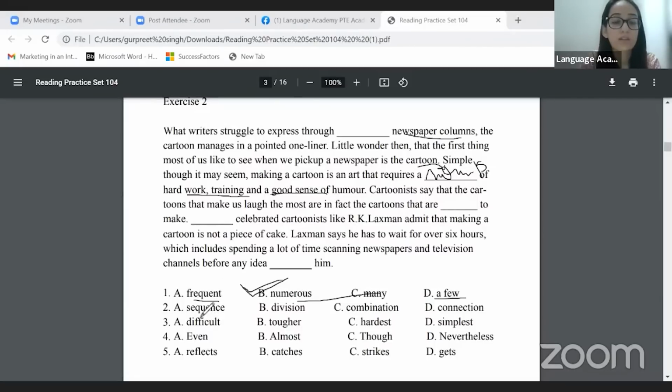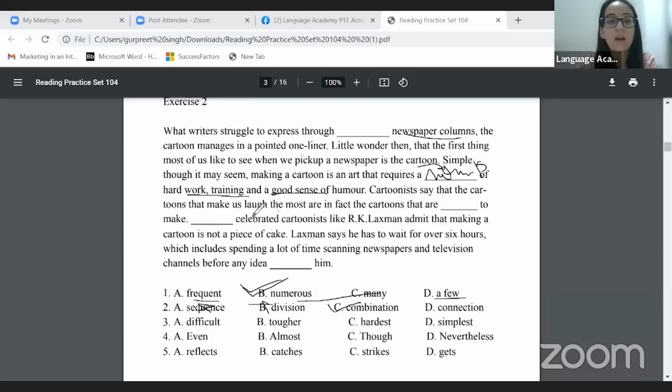Sequence. Sequence is 1, 2, 3, 4. Hard work, training, and sequence cannot be 1, 2, 3. And to make a cartoon, we don't want to do a division of these three things. And "connection" is always used with a connection between two things. So we can go with "combination," because a combination can be of as many things as possible. So it has nothing to do with one or two. So we need a combination of these three things.